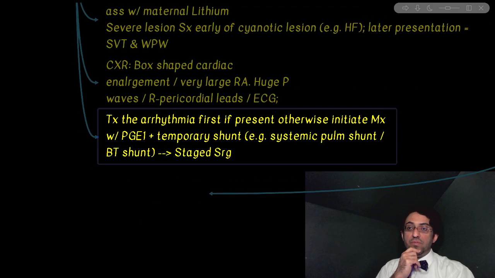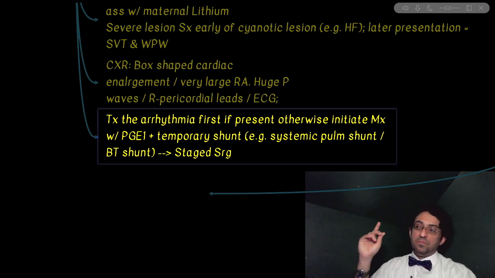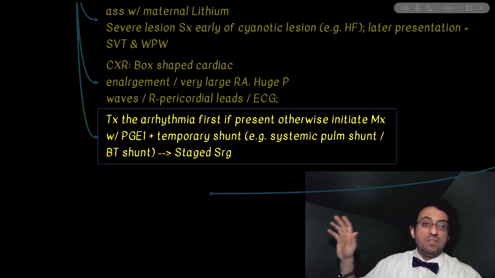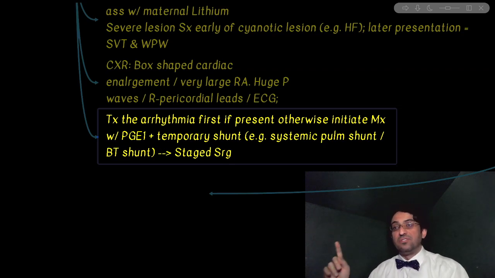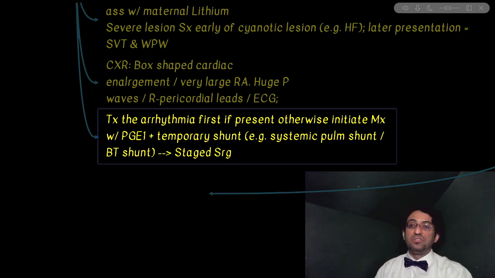Now, what will be the focus of the treatment in Ebstein anomaly? Please remember, if any of the cyanotic conditions have the strongest association with arrhythmias, and therefore management of arrhythmia takes precedence over any other management, that's the Ebstein anomaly. That's the management, again, if the arrhythmia is present. Otherwise, we manage it similar to other cyanotic conditions with prostaglandin E1 and creation of a temporary shunt.